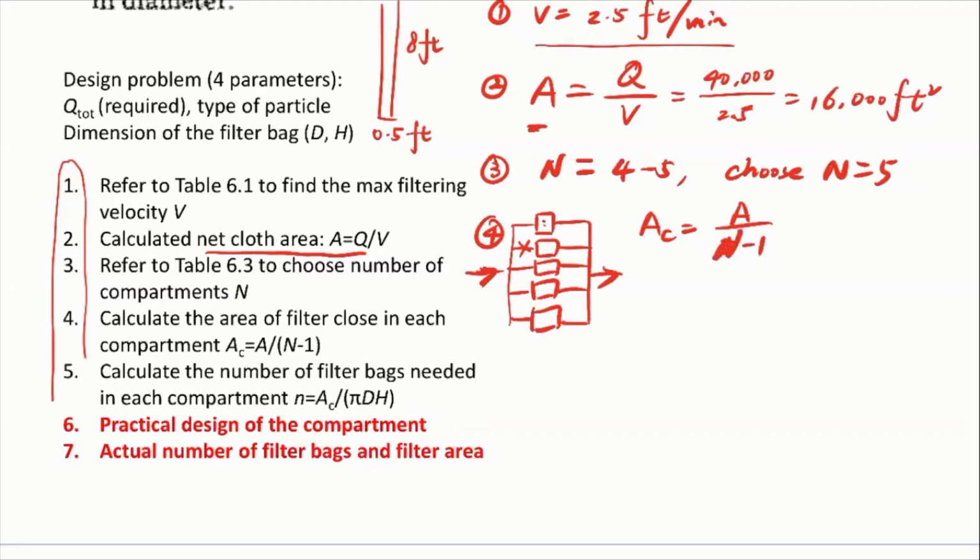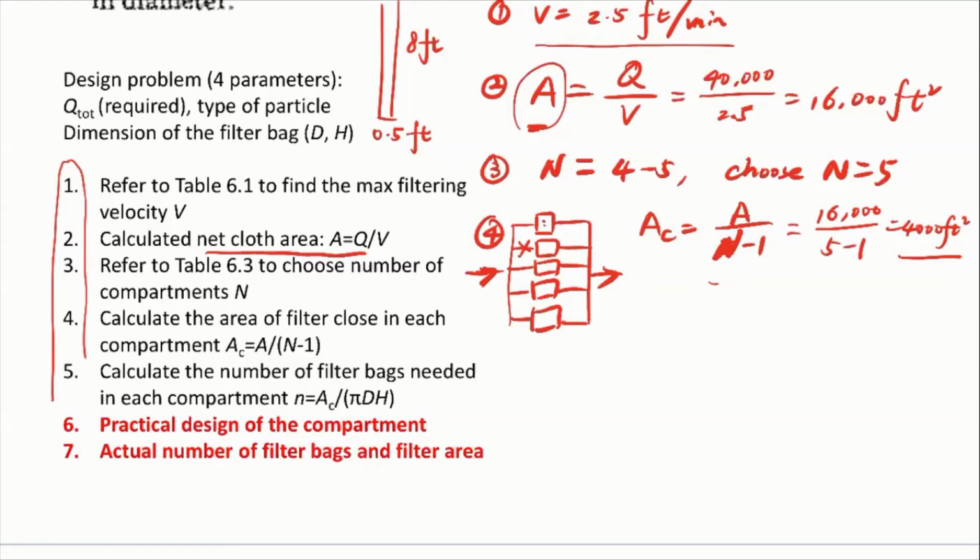So basically, let's say if we take one of the compartments offline, then the other 4 will still have the total area that's required here, right? So this simply represents that mechanism there. So we can plug in the numbers here, which is 4,000 feet square. Okay, so this is the required cloth area in this compartment.